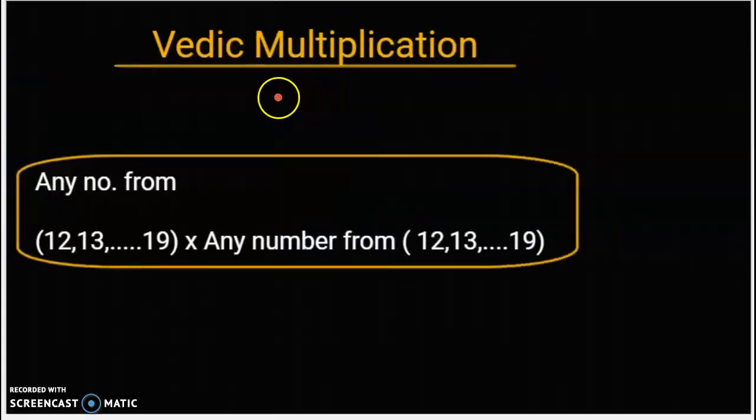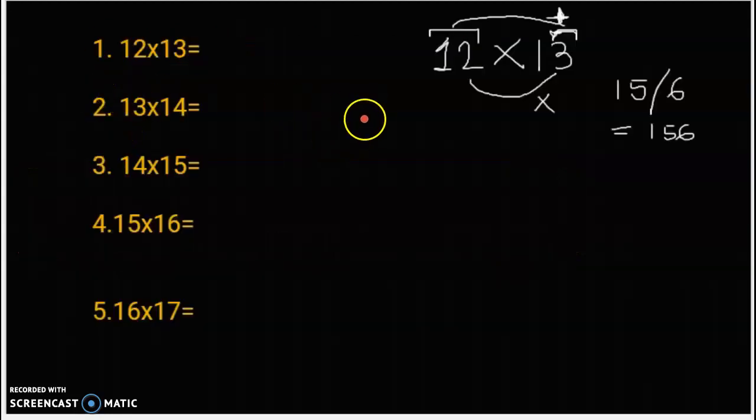In today's lesson, we are going to learn Vedic multiplication. We will learn how to multiply numbers between 12 to 19 with any number also from 12 to 19. So let us take a look at the questions.